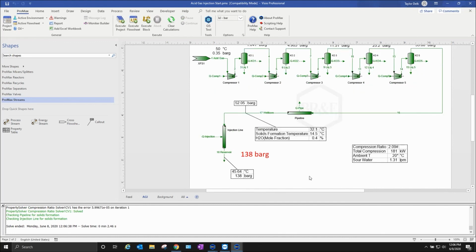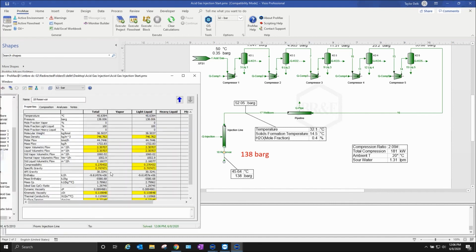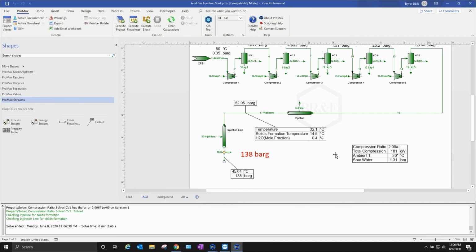And there we are, and it's at 138 bar G. So maybe I didn't need to change that, but 138.006 would have been outside of that tolerance. So loosening that weighting did help us there. So we made it to our reservoir pressure.